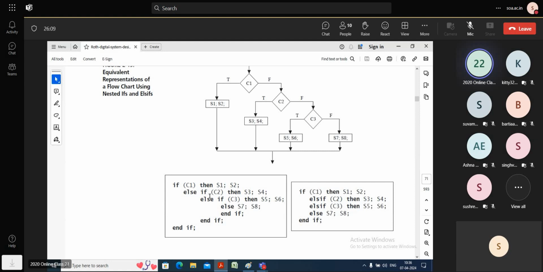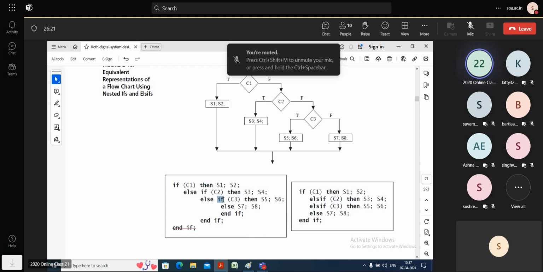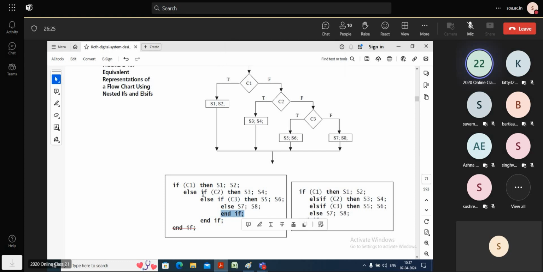Next, after that you can see this if, this is the end of this if. Next you can see this if, and this is the end of this if. Like first if, this is the end of the innermost if. Then this if and the end of this if, and this if and the end of this if. Okay. So this is by using the nested if.